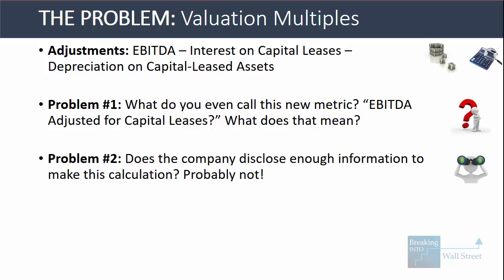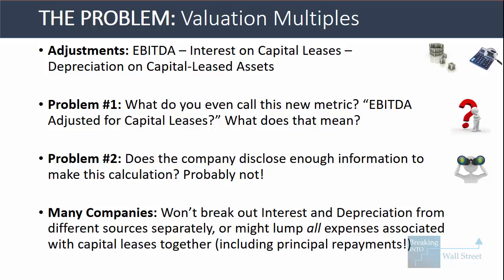The other problem is that the company may or may not disclose enough information to actually make this calculation. For example, a lot of companies will not break out interest and depreciation from different sources separately. They'll just list a lump sum number. Also, even if they do disclose information on some of the leases, they might include all the expenses associated with those leases together. So they'll list interest, depreciation, and even principal repayments on capital leases all together.